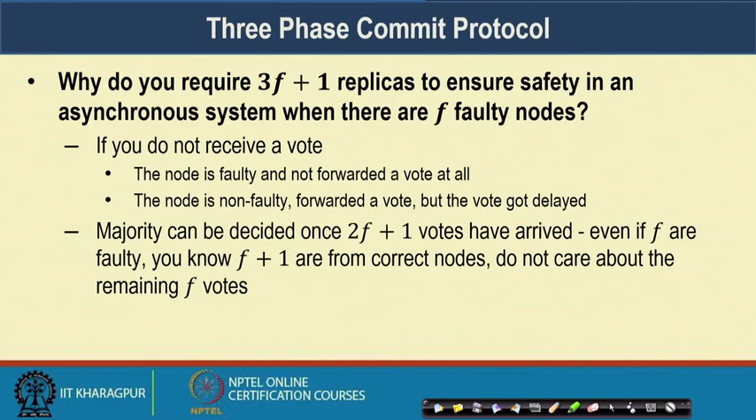But whenever you have received 2f plus 1 votes, and you see that, out of the 2f plus 1 votes you have received, f plus 1 are in the majority, then you can guarantee that whatever the majority vote says, out of the 2f plus 1 votes that you have received, that is the consensus. So, it is like that.